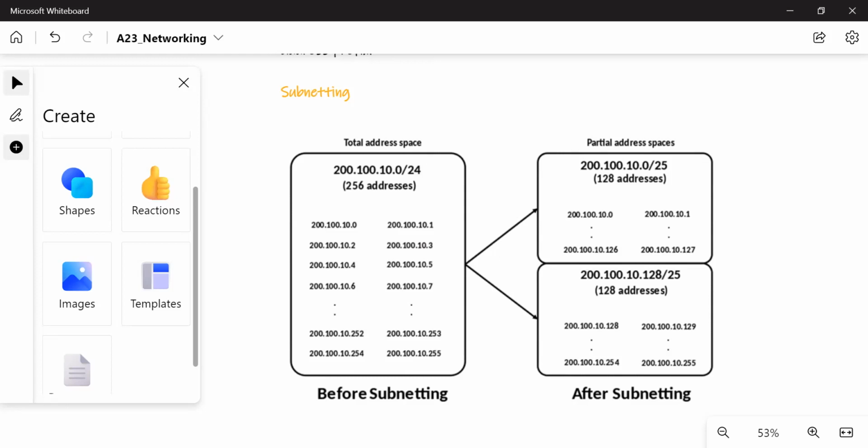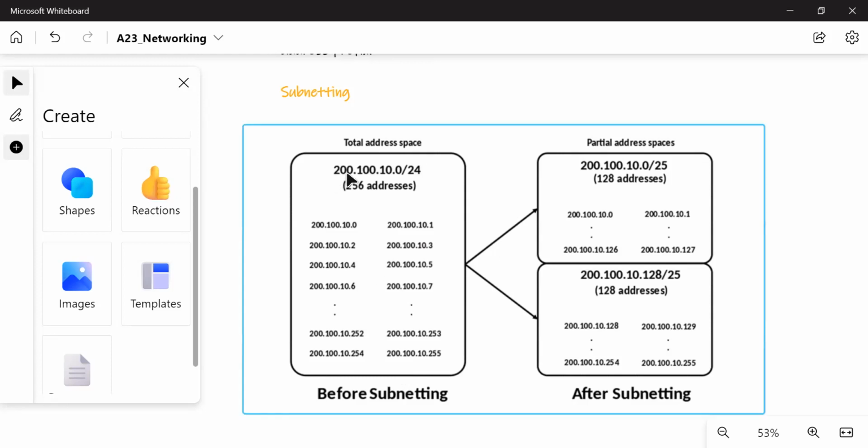And then we know in class C addresses, there are 24 bits allocated. So when you say 200.100.10.0/24, this 24 indicates the number of bits allocated for the network. This is another way to represent a network, which we will discuss later on. So simply this says: this is the IP address allocated for the network, and this is the number of network bits.